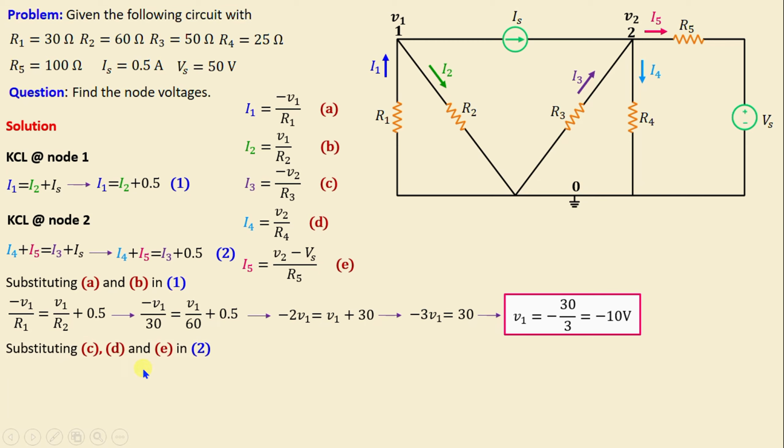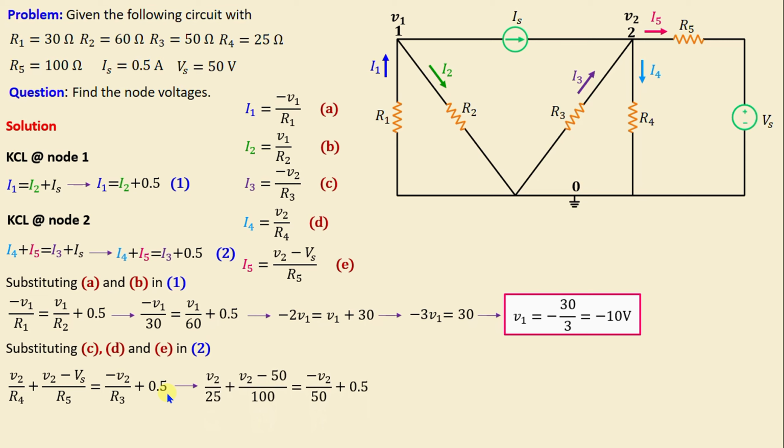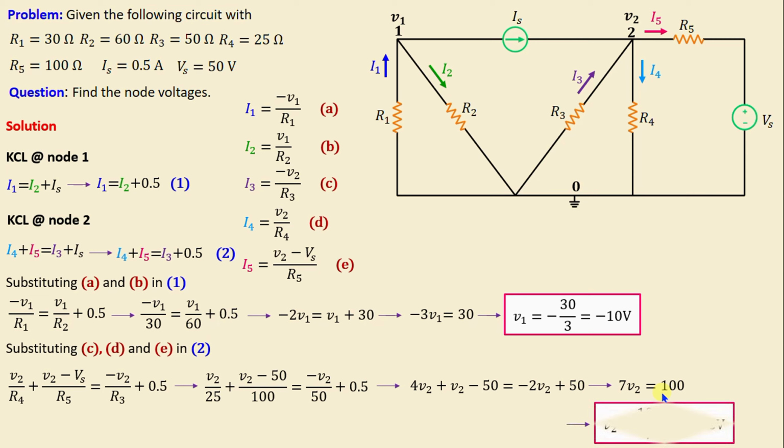By substituting now C, D, and A and E in 2, we can write V2 over R4 plus V2 minus Vs over R5 is equal to negative V2 over R3 plus 0.5. And if we replace the resistors and Vs with their numerical values, we obtain this expression. And if we combine all the terms of this equation into a single denominator, we obtain the following expression. And if we continue simplifying this expression, we obtain 7V2 is equal to 100. That means V2 is equal to 100 over 7 is equal to 14.28 volt. After completing the calculations, we conduct a simulation using SPICE to verify our results.